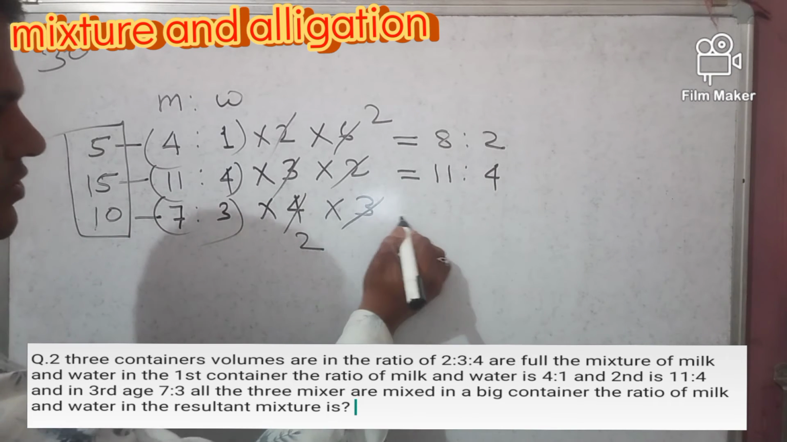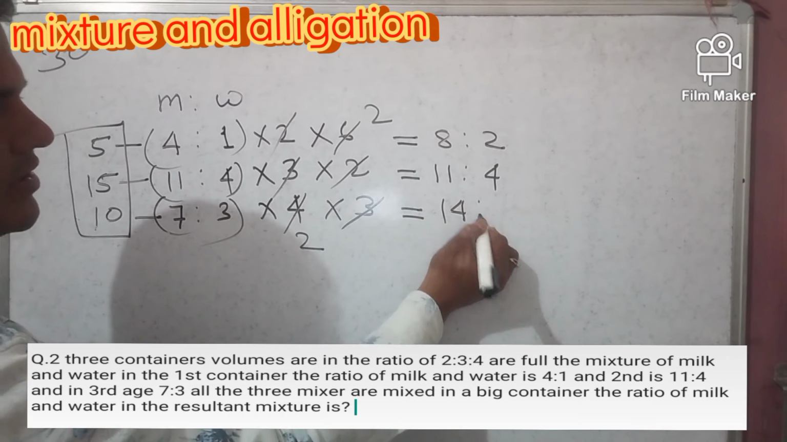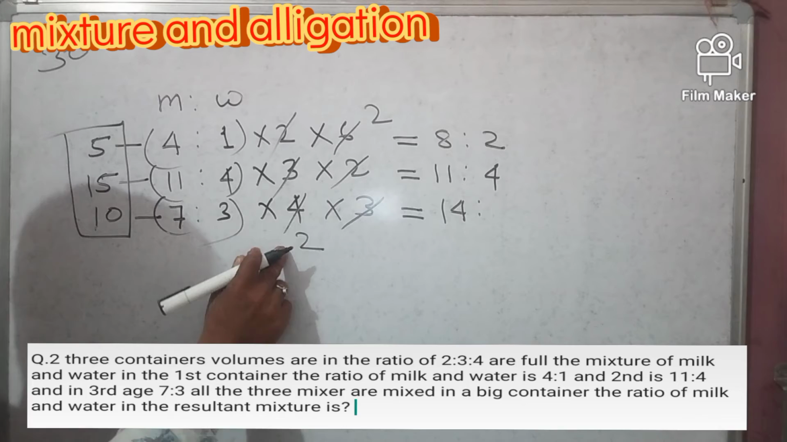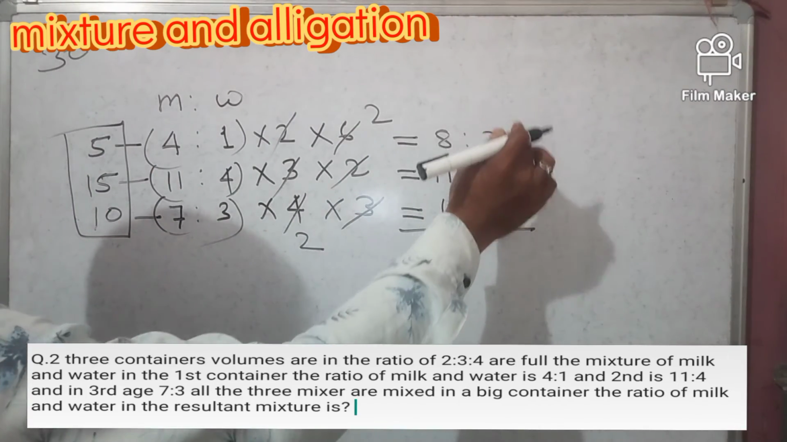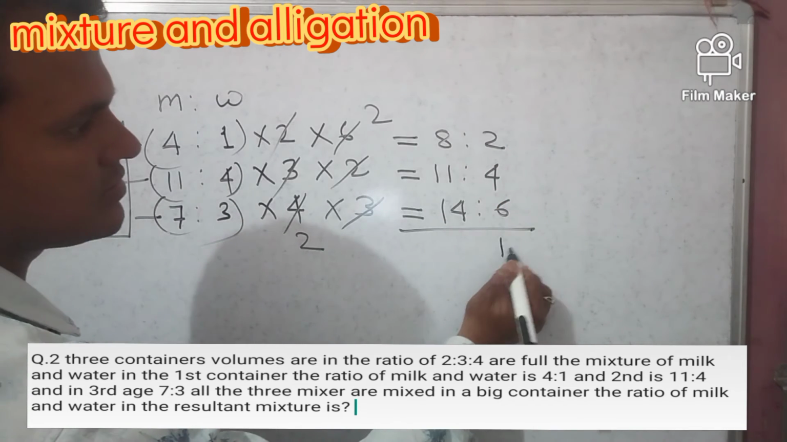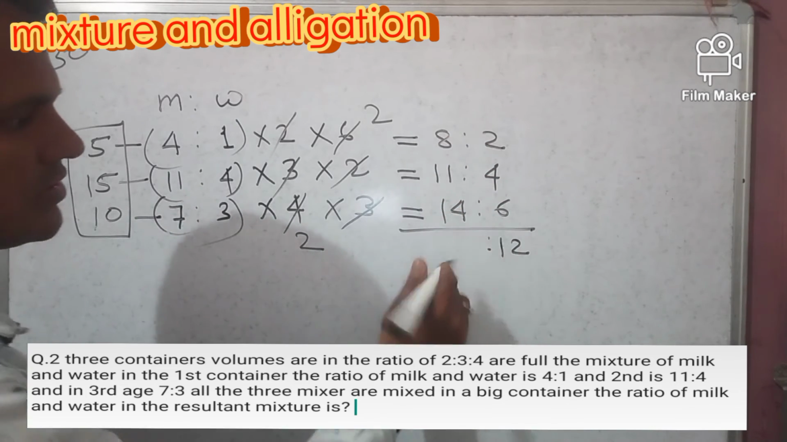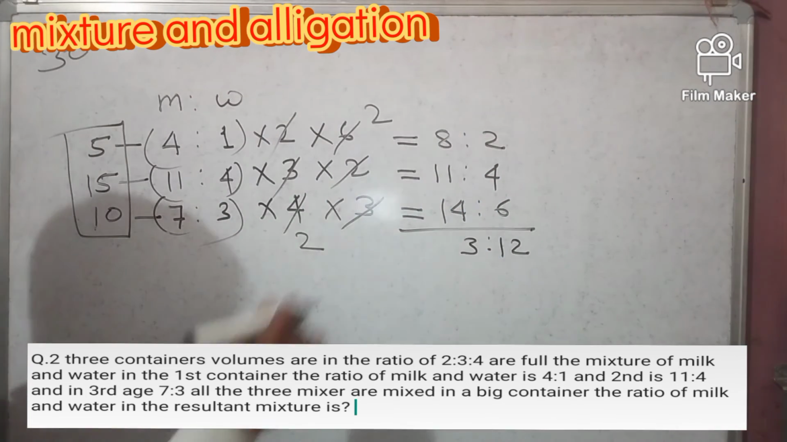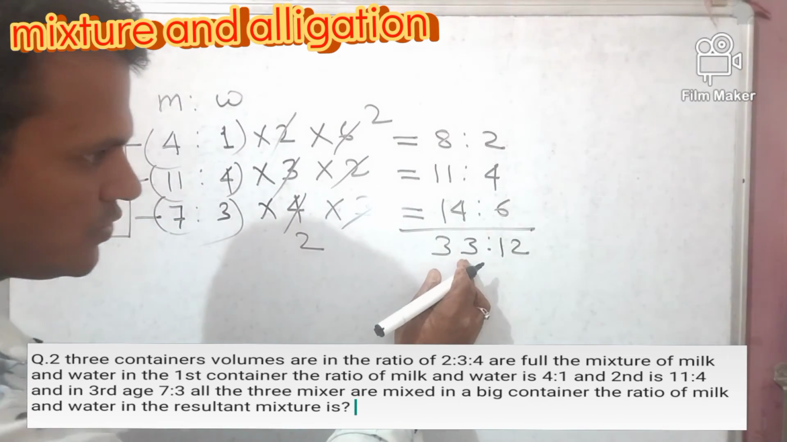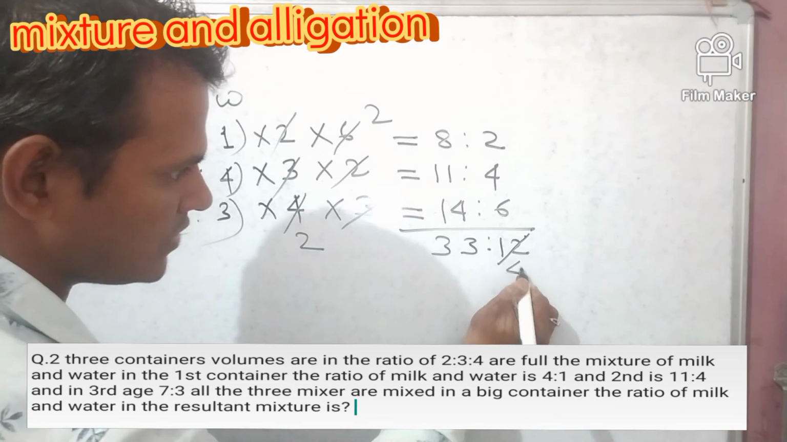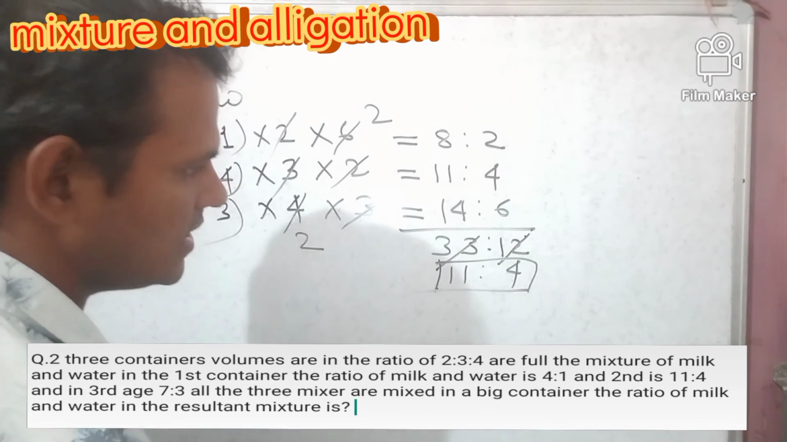11 is to 4, is equal to, here only 2. 2 7 is 14, is equal to 3 into 2 is 6. Now add them. 2 and 4 is 6 and 6 is 12. Right? 8 1 is 9, 9 4 is 13. Carry 1. 1 1 is 2 and 1 is 3. So the new ratio is 33. So 3 4 is 12 and 3 11 is 33. So the new ratio is 11 is to 4.